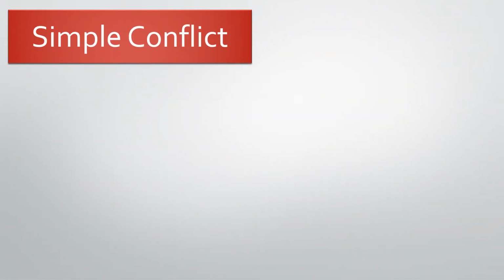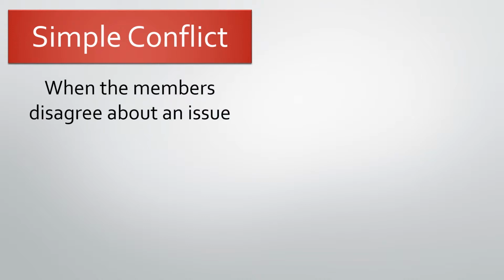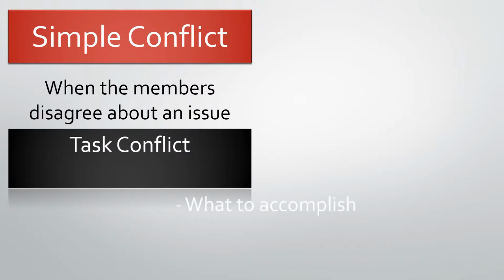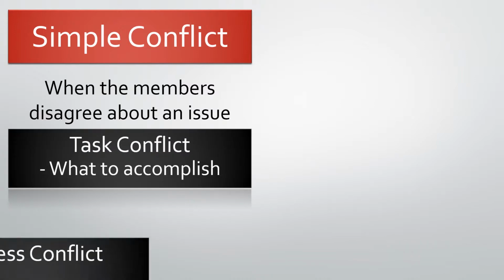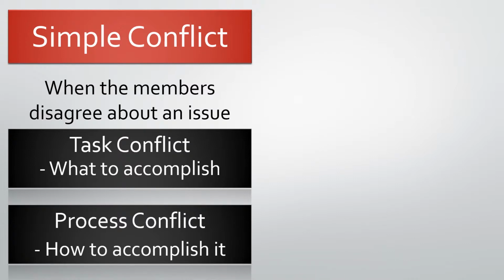I have also had a simple conflict while working in a group. A simple conflict is when the members disagree about an issue. It can be a task conflict, a disagreement about what to accomplish, or a process conflict, when a group disagrees about how to accomplish it. I have had to deal with both of these.